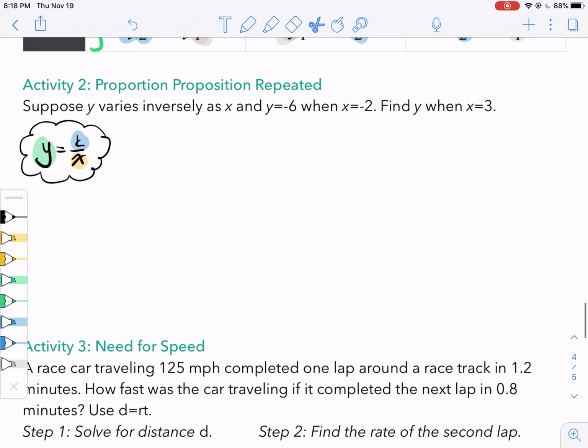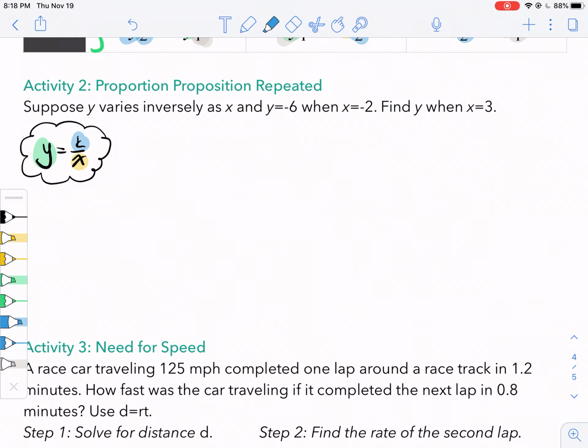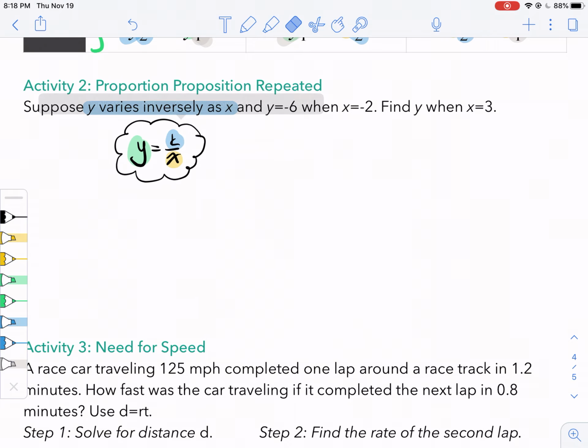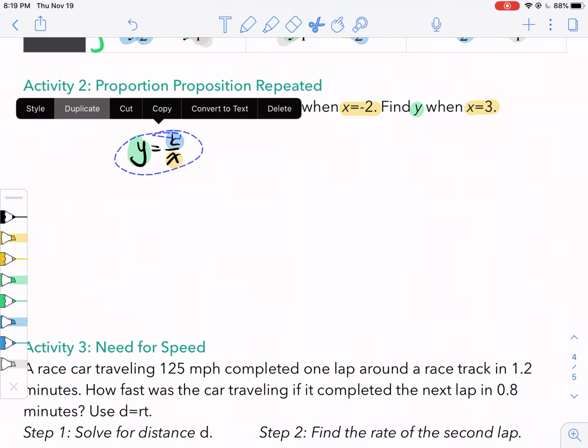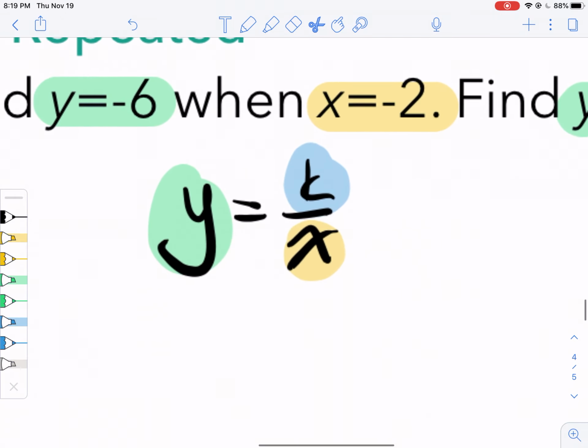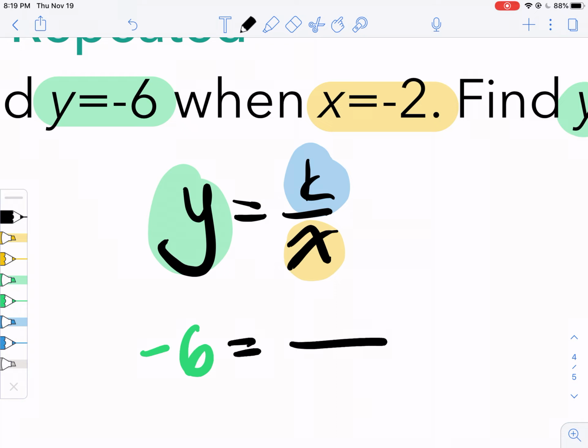Suppose y varies inversely as x. Remember, we have varies inversely, so that's this guy right here. And y equals -6 when x equals -2. Find y when x equals 3. So first we're going to plug our x and our y into our equation to find k. So what do we know? We know y is -6, and we know x is -2. Now we need to find k.